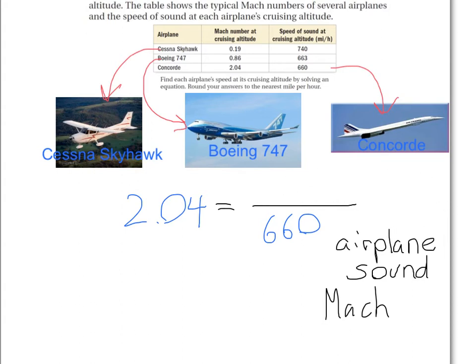And the airplane's speed is what we're trying to figure out, so we'll go back to calling that, we called it x last time, we can call it any variable we want. Let's this time call it c for Concorde. Alright, so, again, a variable could be anything, this we know. We're going to multiply both sides by 660, as we have been doing in class and as we've been doing before.